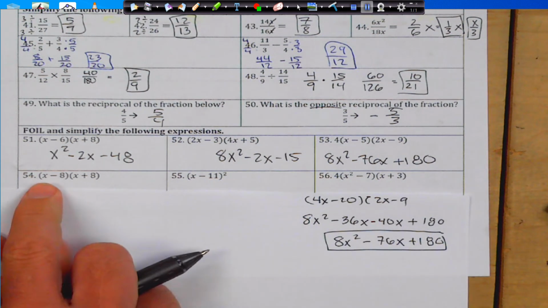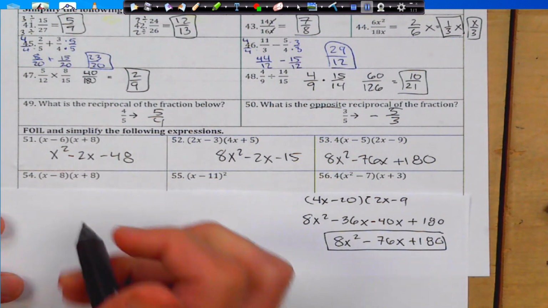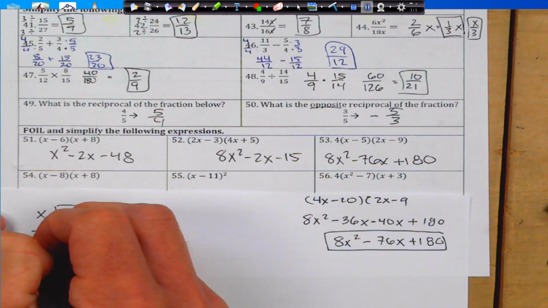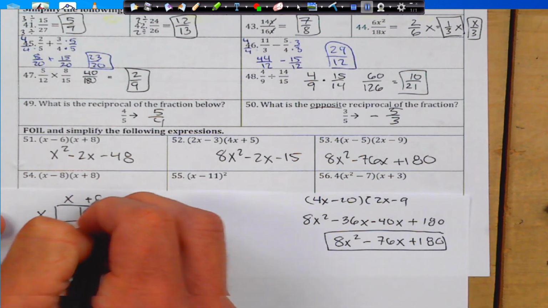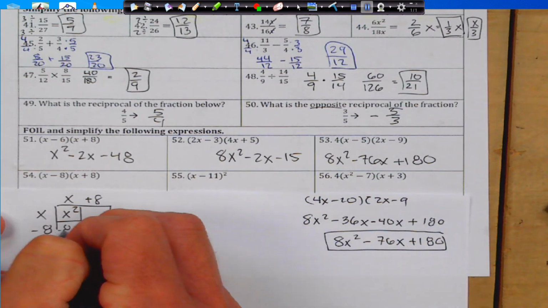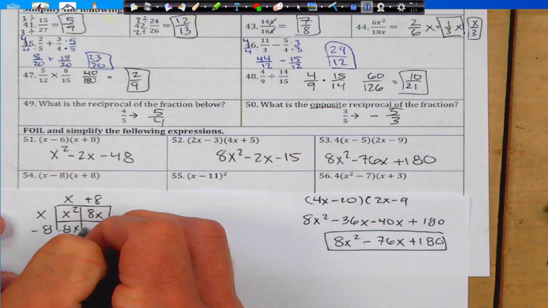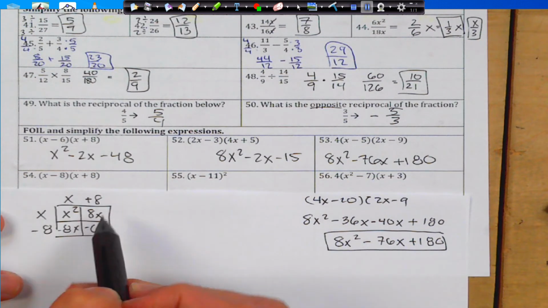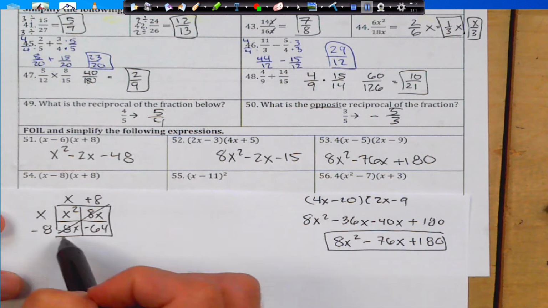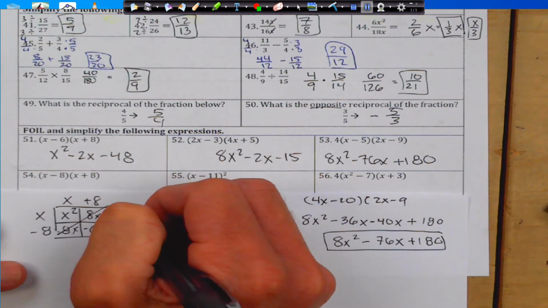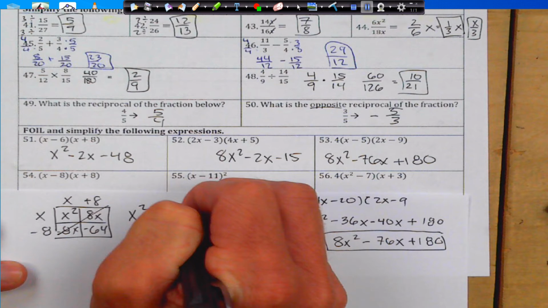This next one, we have x minus 8, x plus 8. So I'll box method this one because why not? So x times x is x squared, then we have negative 8x, positive 8x, and then negative 64. So when we have a difference here, the middle term is going to end up canceling out because 8x and negative 8x is going to cancel. So we end up with x squared minus 64.